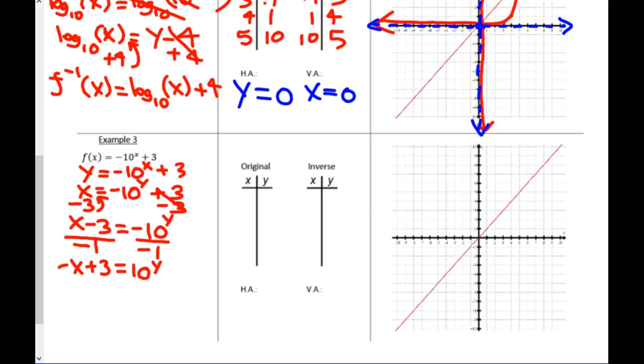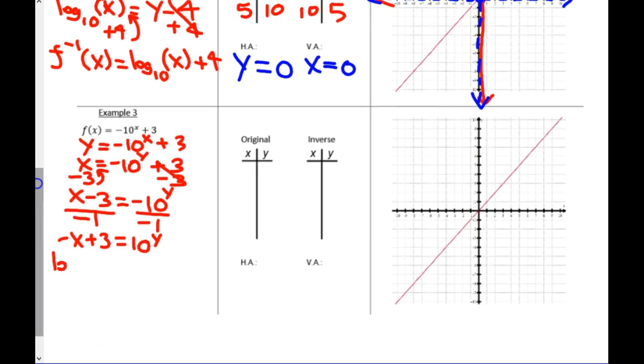Cool. Now, y is in the exponent. I want to bring y down, just like a lumberjack brings trees down and makes them into logs. So that's what we're doing. We're logging it down. Here's how we write it. Log base 10 of parentheses, negative x plus 3, the left side, equals log base 10 of 10 to the power y, on the right side. It's the same equation on both sides. I just added a log 10 and a log 10.